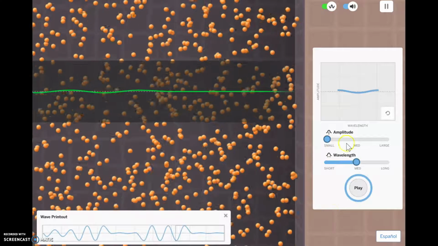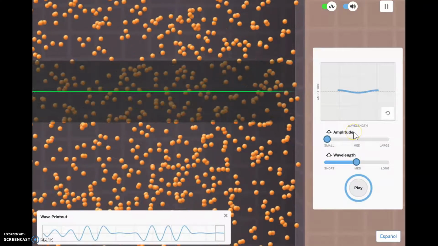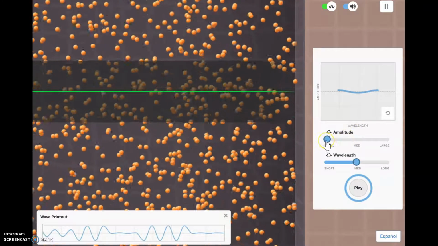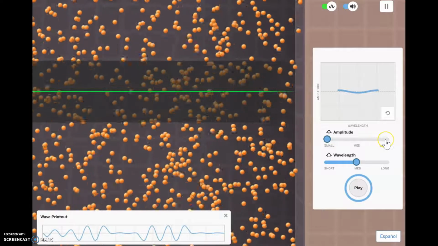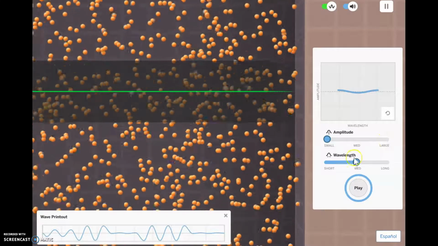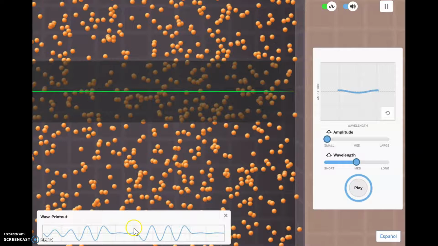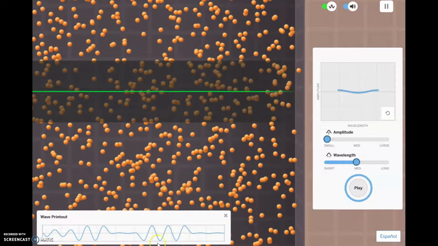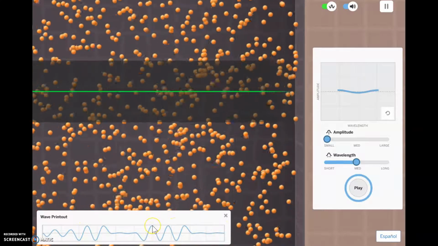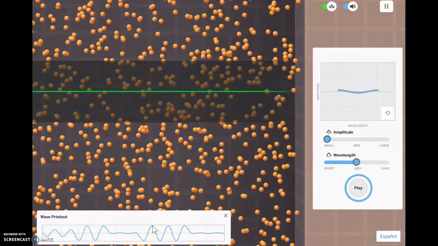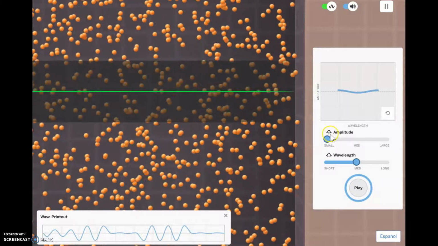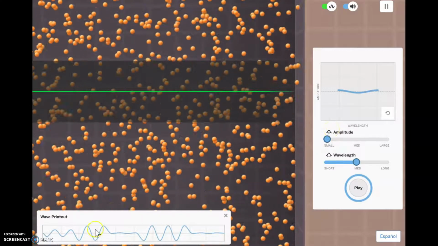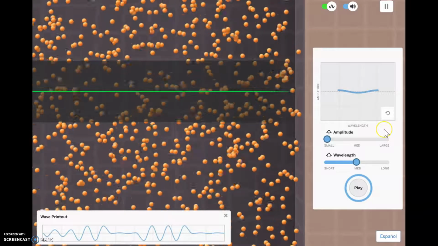It seems like amplitude has something to do with volume. When I clicked a small amplitude, the volume got really quiet. But when we clicked large amplitude, it was really loud. And we can see that in the wave printout. When it was really loud, the wave was really tall. When it was really quiet, the wave was really short. So I think amplitude has to do with volume and the height of the wave.